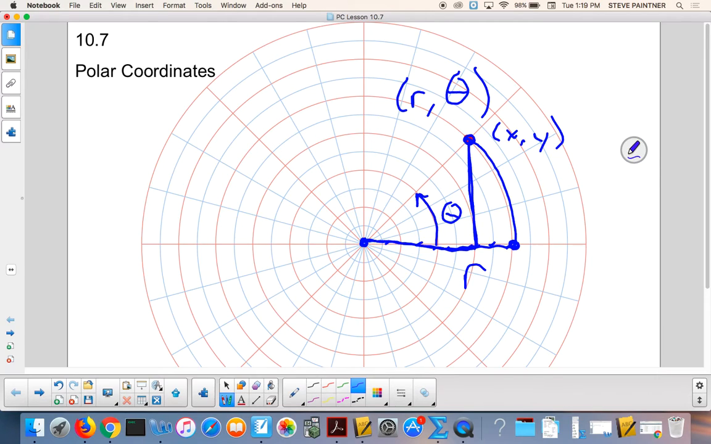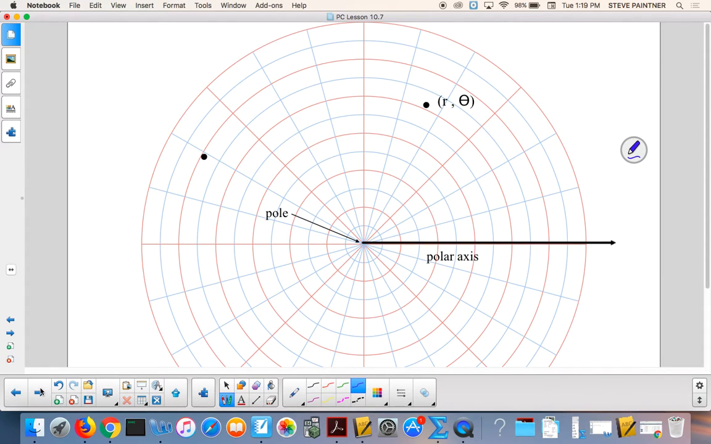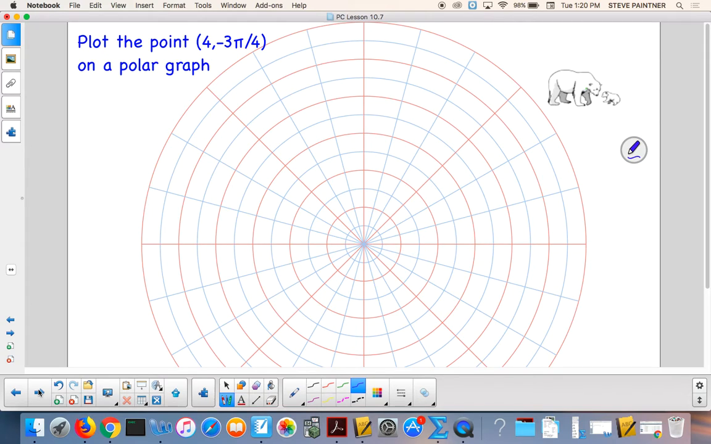Any more good questions? Okay. We just want to get right into plotting points. Again, we're just locating points, but just with different coordinates.